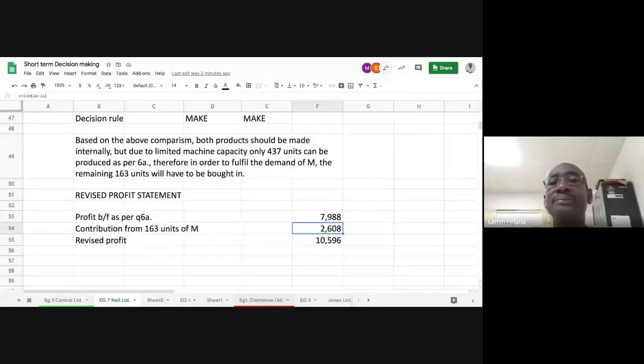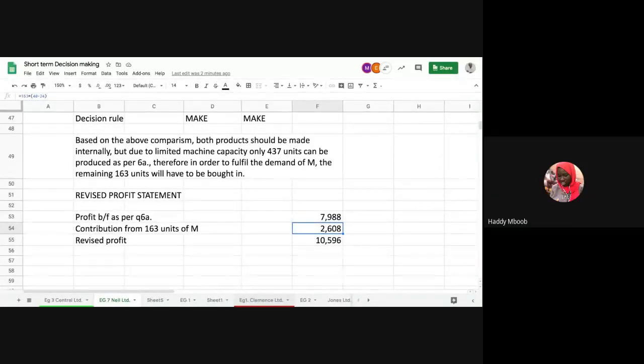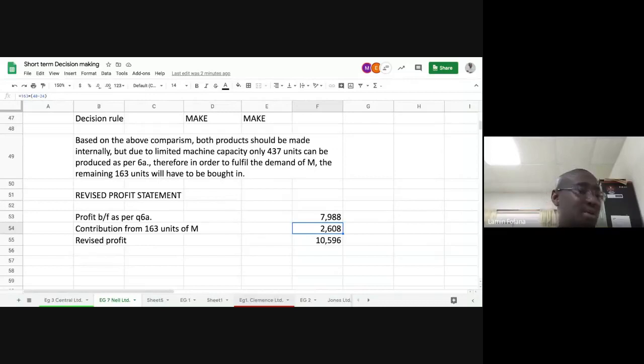Is that clear now? Yeah, it's clear. Because I was thinking that you subtracted the variable cost in the question. No, not the variable cost, the purchase price. Okay. Is that clear?